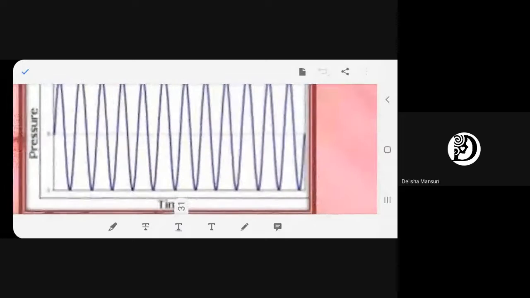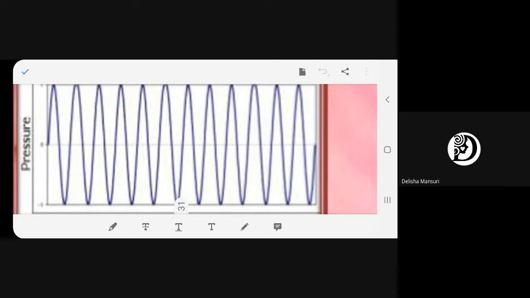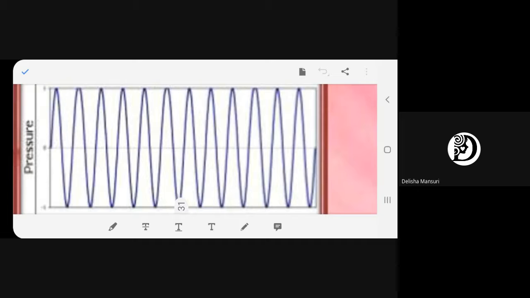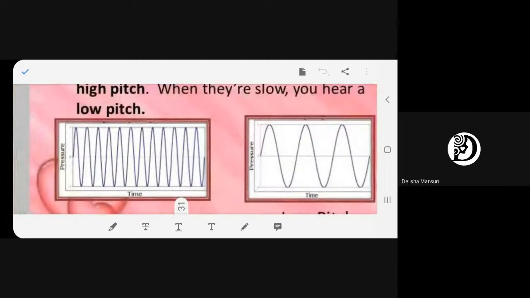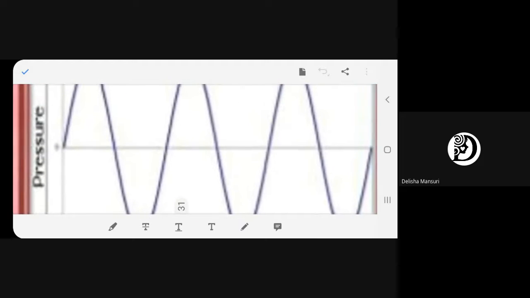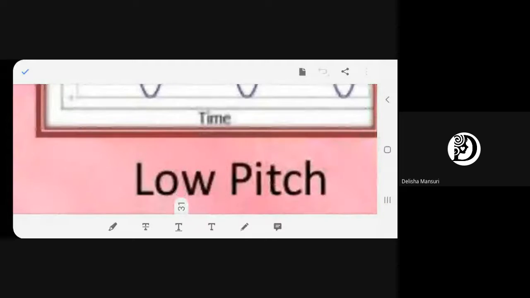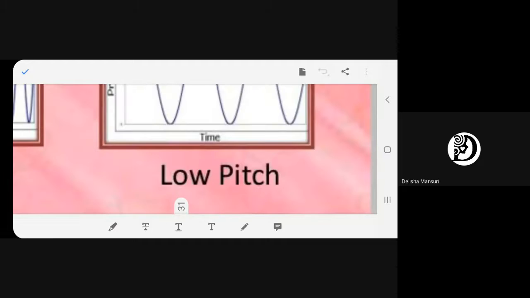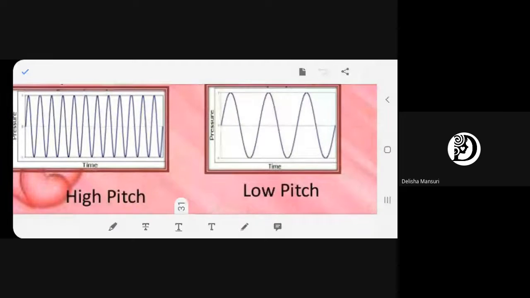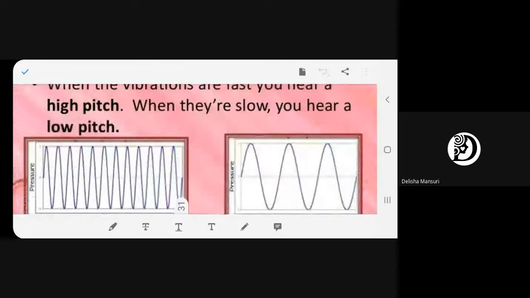So now here you can see the difference. This is the graph depicted between time and pressure. So this is high pitch. You can see the waves are very close by, whereas this is widely separated, this is low pitch. You understand? Any problem? I've tried to make you understand with different types of graphs, with the definitions. I hope the things are quite clear.